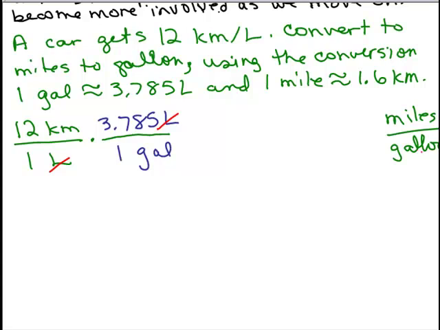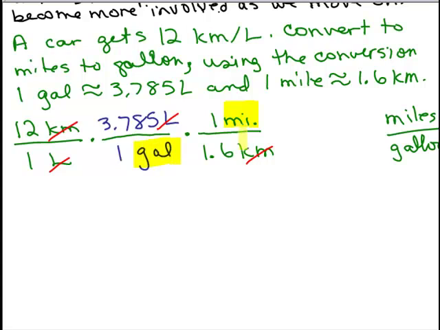So what else do I need to do? I need to get miles in the numerator, right? So I'm going to use this conversion because I've got miles and kilometers in the same equation here, or approximate equation. So I want miles in the numerator, so if I put 1 mile up here, then 1.6 kilometers would go down here, and that means I could cancel out the kilometers. Okay. And now I've got my miles in the numerator, and in the denominator, I have my gallons.